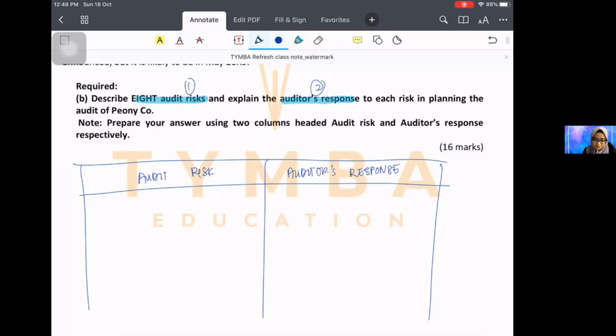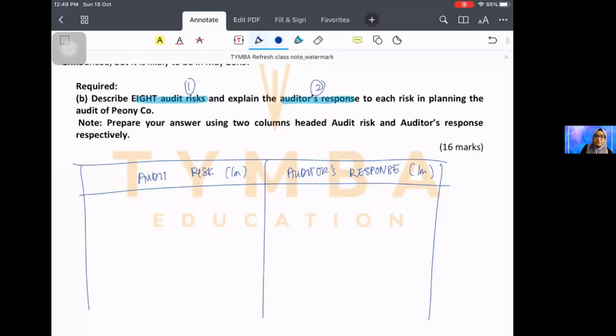Okay, so the question asks for 8 audit risks, 16 marks, so 2 marks each. So 1 mark would be here and another one would be auditor's response. So you need to provide 8 risks. So nowadays the question is asking for 7 and above audit risks and 7 and above control deficiencies. So no longer 5 to 6. Okay, you should be prepared for that.